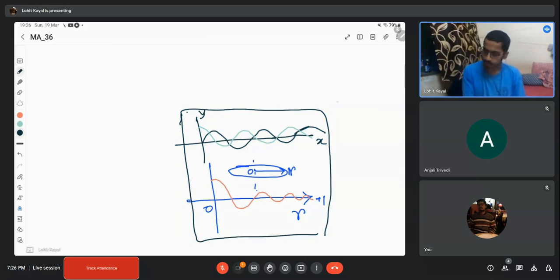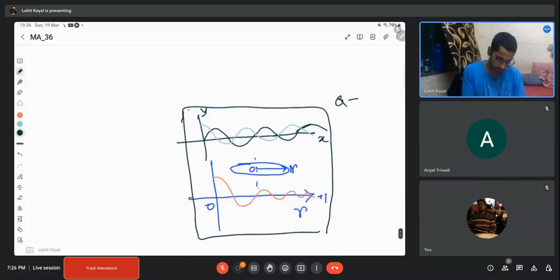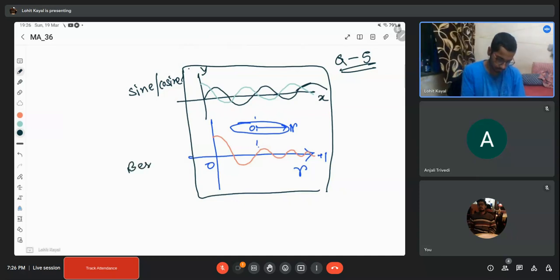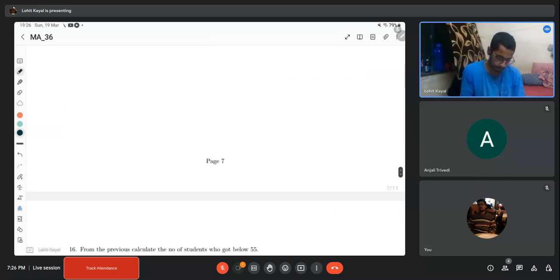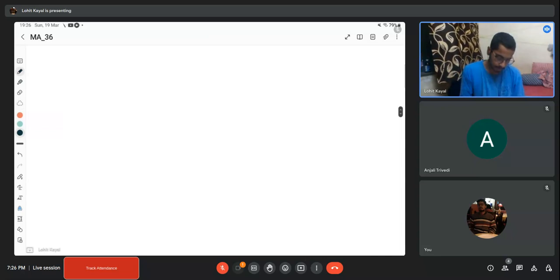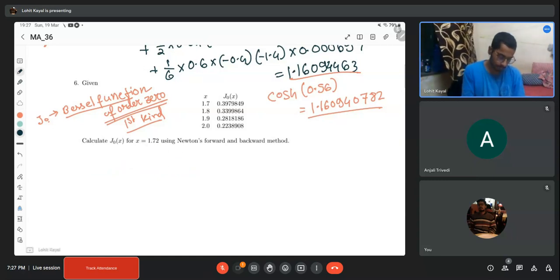So this is related to question number 5. This is sine or cosine, and this is the Bessel function. Now I can write the table here. Remember, I need to do two things: first use the forward difference, and then use the backward method.